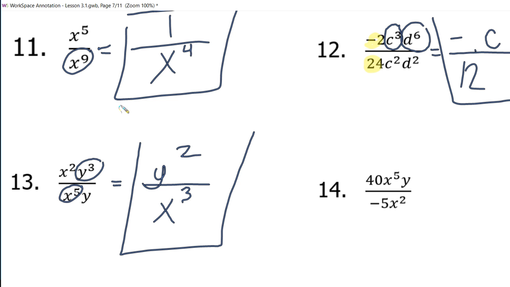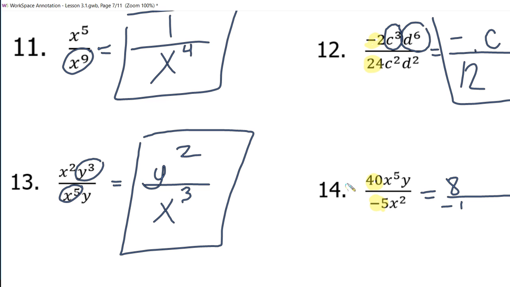Okay, number 14. The first thing you need to do is simplify your fraction out front. So we have 40 over negative 5. So you have to figure out what number divides into both of those. 5. So what's 40 divided by 5? 8. What's negative 5 divided by 5? Negative 1.